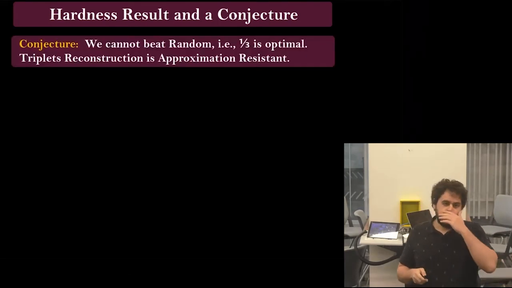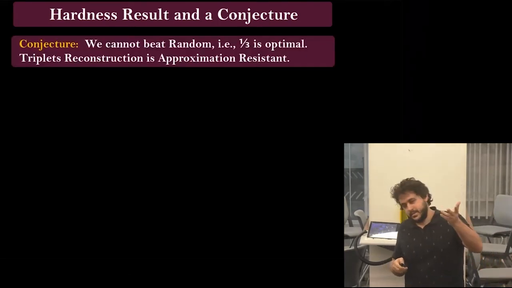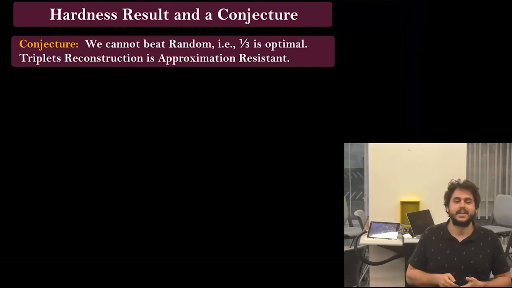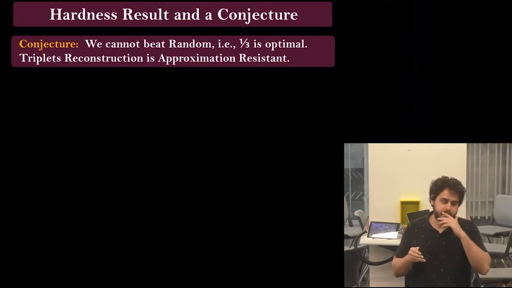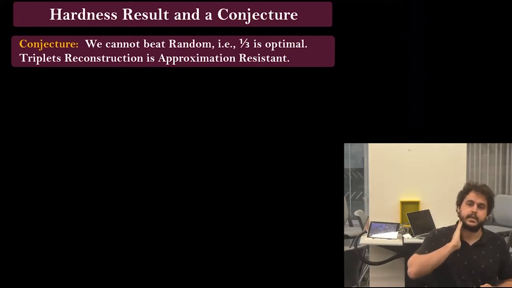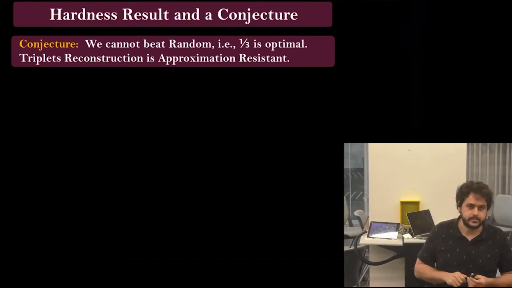So we'll actually start with the conjecture, and then I will instantiate it in several forms. So the conjecture is that we cannot beat random for the triplet reconstruction problem. So the 1/3 is optimal.